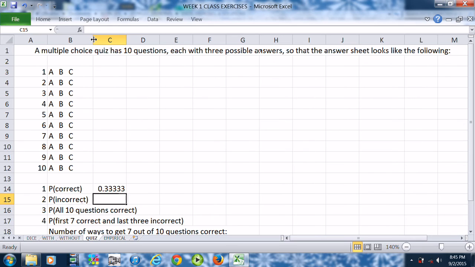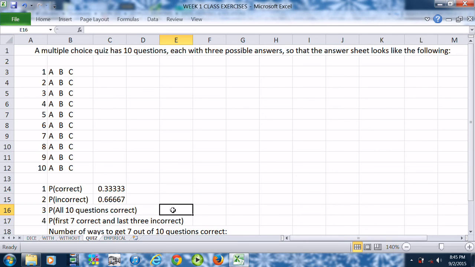Okay, so if there's a 1 in 3 chance of getting any one question correct, what's the probability of getting any one question incorrect? Well, 1 out of the 3 answer choices is correct, so that means 2 out of the 3 answer choices are incorrect.